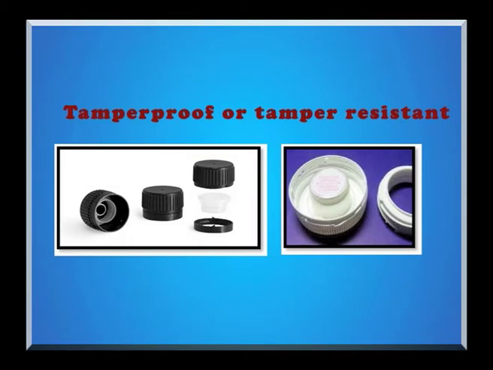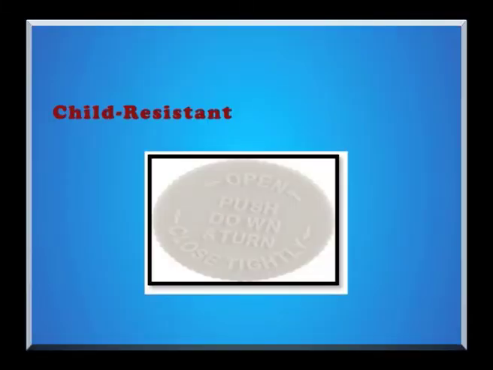Tamper resistance is required for some types of products. Now, what are these child resistant containers? Child resistant packaging, or CR packaging, has special closures designed to reduce the risk of children ingesting dangerous items. Tamper evident closures are another type.